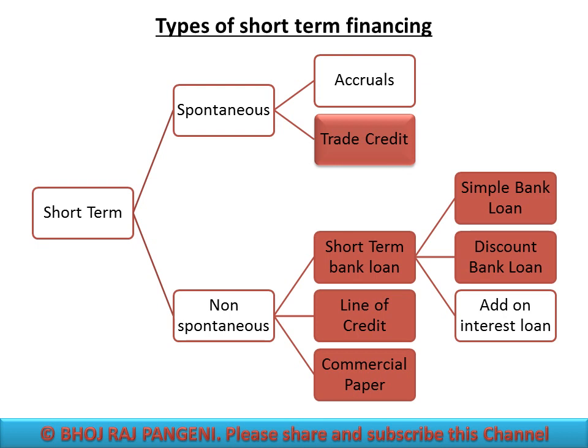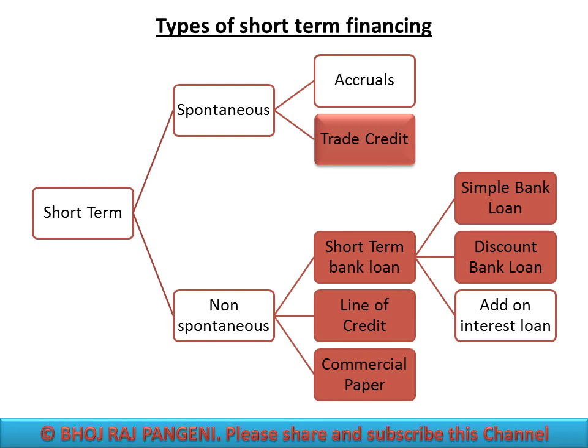All the red color items are important and the others are not so important, so we have to discuss the red color highlighted ones. The trade credit means suppliers. Suppliers grant the credit to us, so this is the trade credit. And the short-term bank loan is the loan taken from the bank, and it has two types, simple bank loan and discount bank loan.